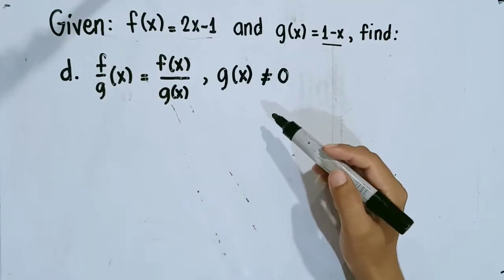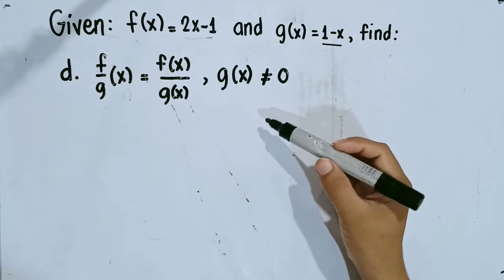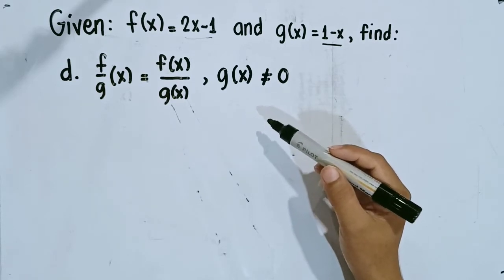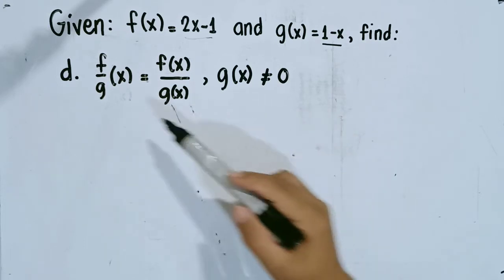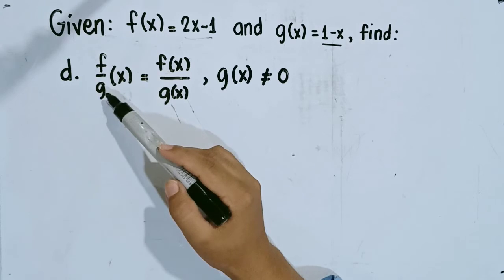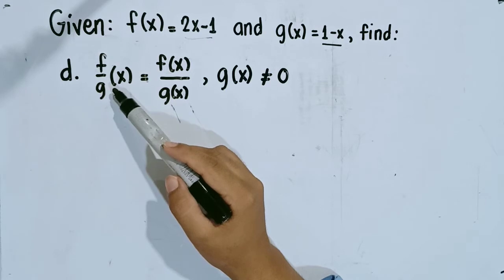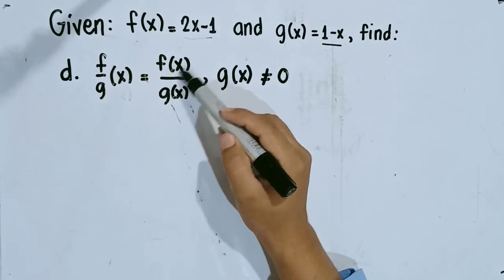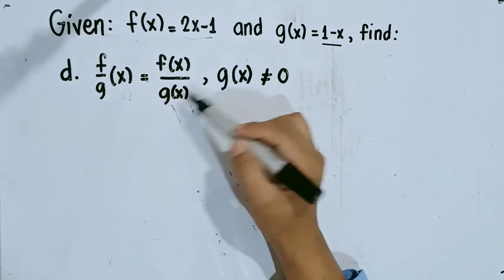Let's have division of functions. Adding, subtracting, and multiplying two or more functions together will result in another function. However, dividing two functions together will result in another function only if the denominator or the divisor is not zero. So here we have f and g, which are functions defined by a real number x. The quotient of these functions is defined by f of x over g of x, in which g of x, the denominator or the divisor, is not equal to 0.